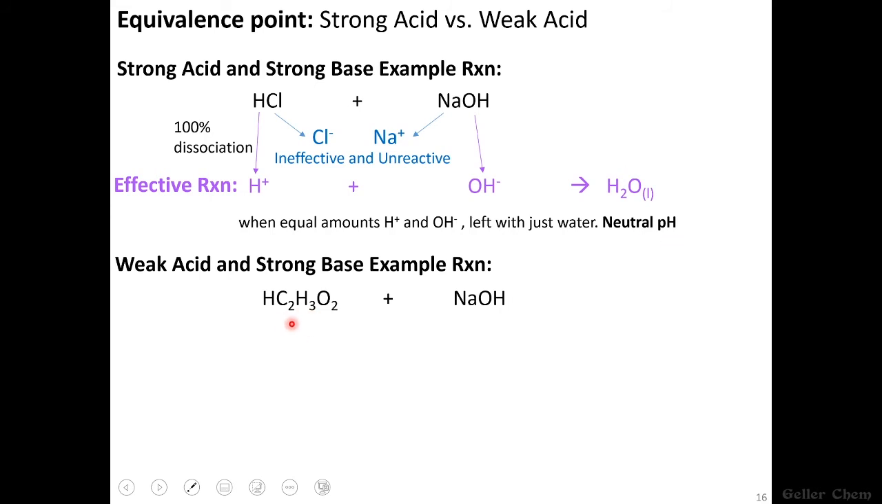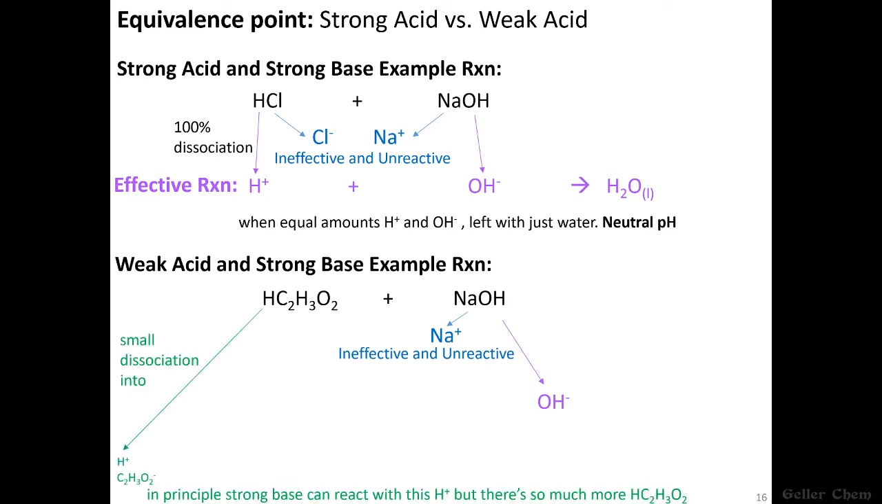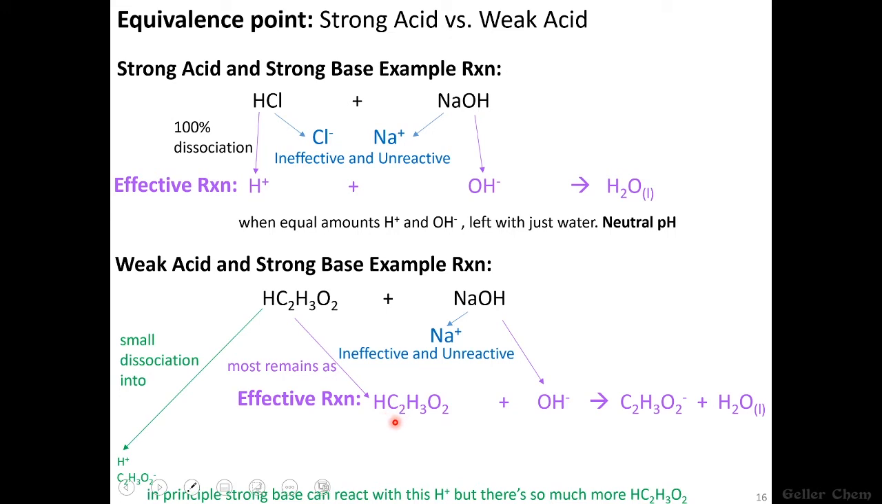But when a weak acid like acetic acid reacts with a strong base, this is what's really going on. The NaOH still 100% becomes an ineffective and unreactive ion and hydroxide ions. But that acetic acid doesn't dissociate much. We will get a small portion of protons from it that in theory can react with the hydroxide from the strong base, but there's so much more HC2H3O2 that just remains intact that the hydroxide's much more likely to find one of these in solution and react to form conjugate base and H2O.